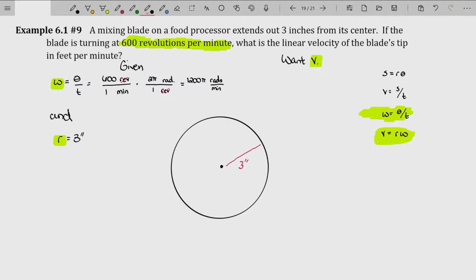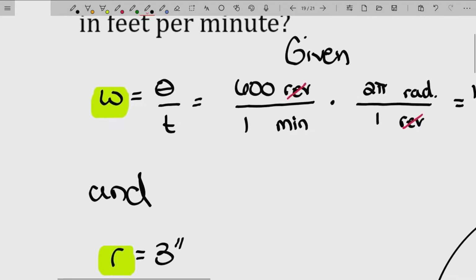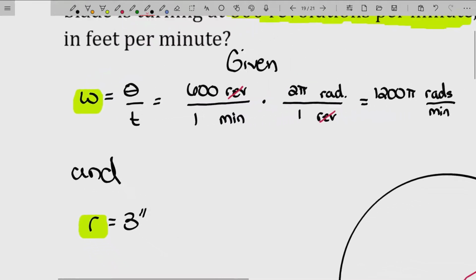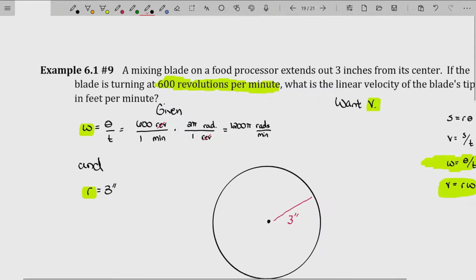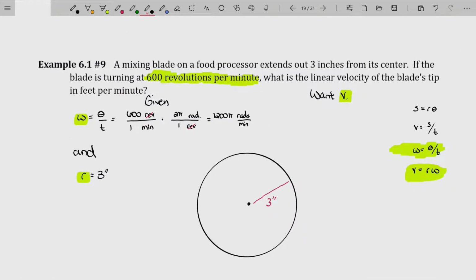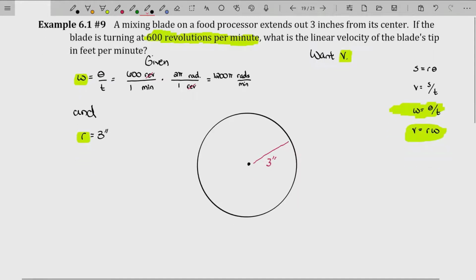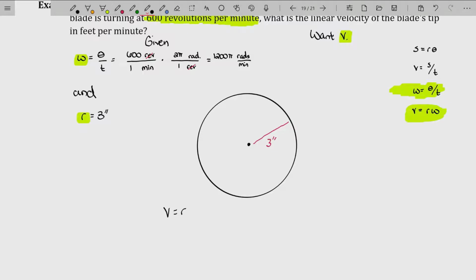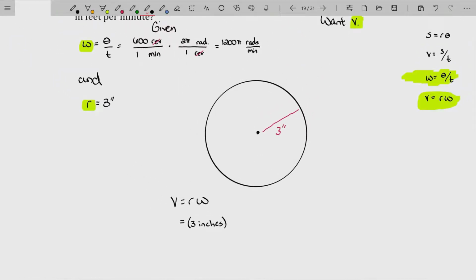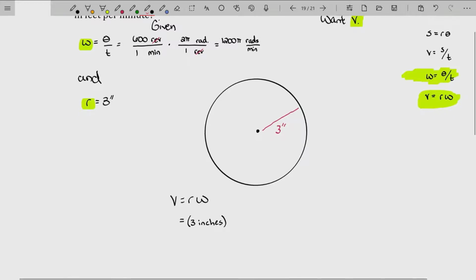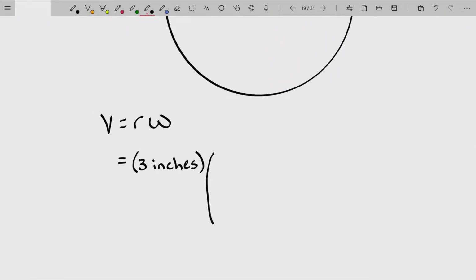Notice how I did that, by the way. I often, especially in calculus, write down the givens, these two things, and I write down what we want. Then you start searching through formulas or using logic to derive a formula so that you can relate all this information together. Let's see, we have velocity is equal to radius times angular velocity. Well, the radius is 3 inches. So let me write that in here, 3 inches. And the angular velocity is 1200 pi radians per minute, times 1200 pi radians per minute.